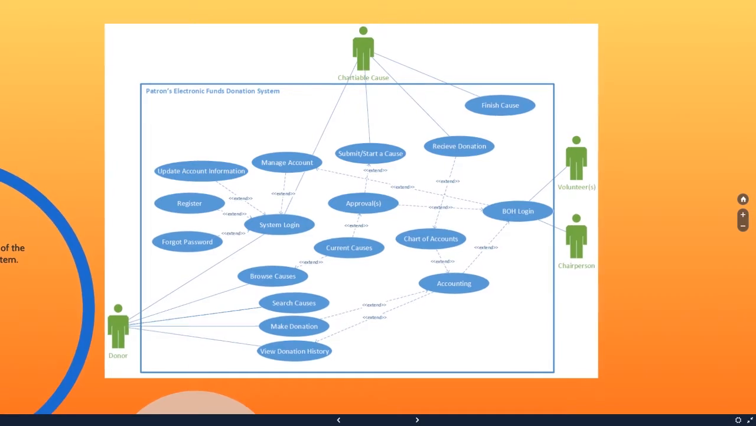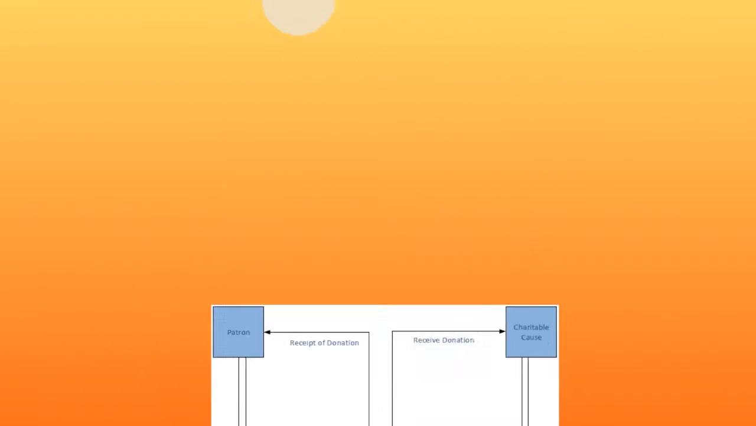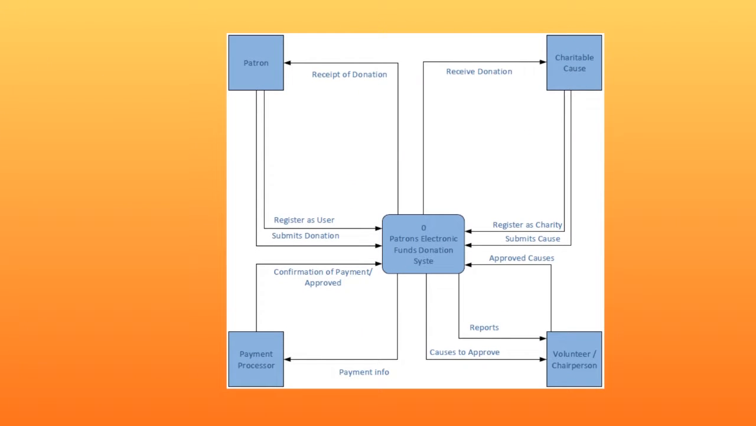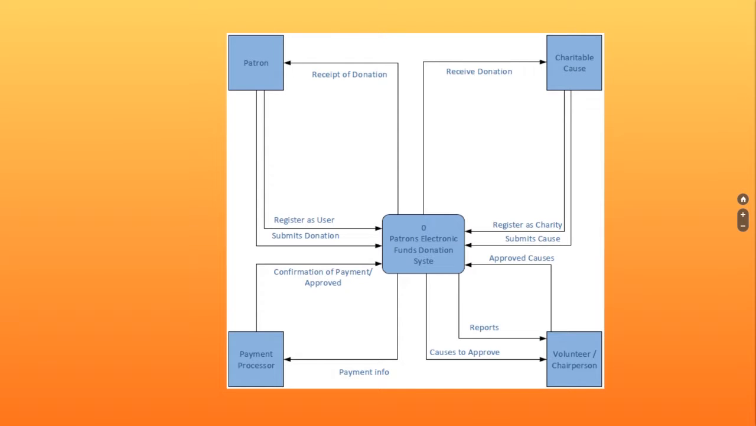So the next step in our analysis is the context level diagram, which is a high-level view of the proposed system. So the diagram defines the boundary between the system and its environment, showing all entities that interact with it. So here it can be seen that there are 4 sinks: patron, charitable cause, payment processor, and the volunteer chairperson.